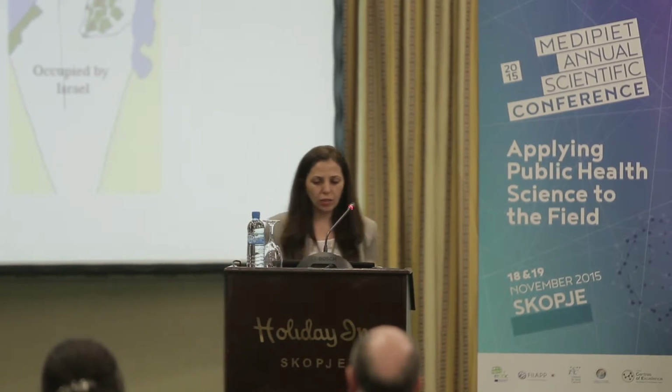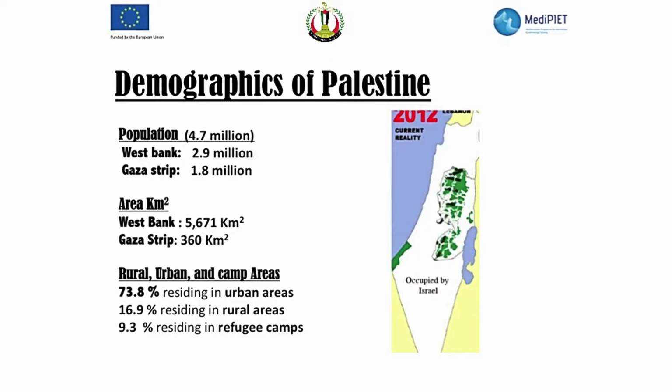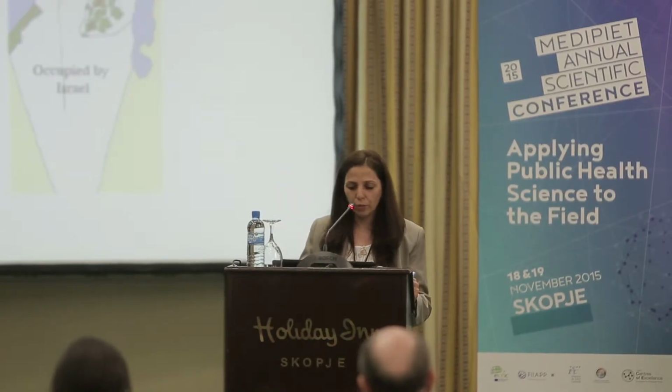Demographics of Palestine. On the map, the whole white area used to be Palestine, but now it is occupied by Israel, and only the small green dots in the middle are called the West Bank, and the small coastal green area is called the Gaza Strip. So Palestine consists only of the West Bank and Gaza Strip now.